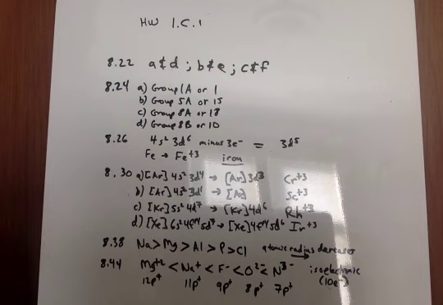And so fewer protons would hold the electrons less tightly, giving a larger ion, and more protons would hold the electrons more tightly, giving a smaller ion. This one asked us to arrange the ions in increasing ionic radius. So that would mean from small to large. Mg plus 2 small, N3 minus large.